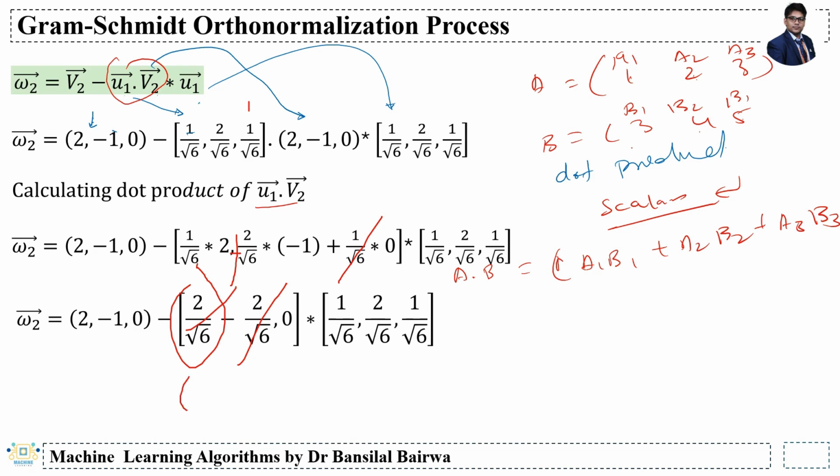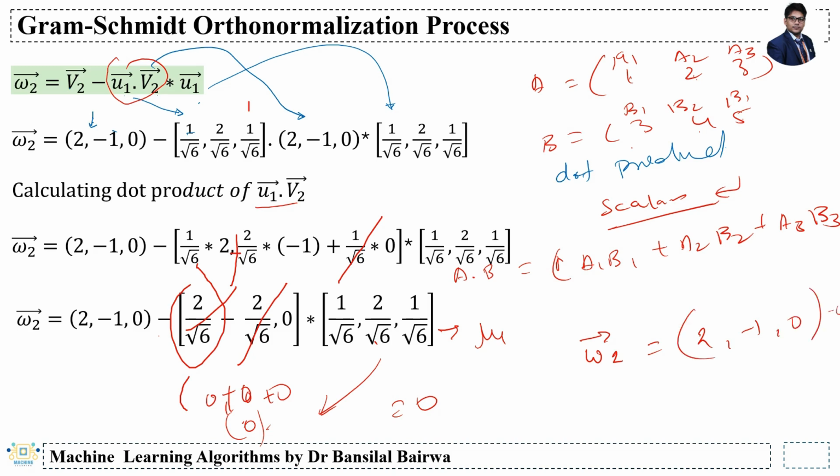So after multiplying we will get 0, because 0 plus 0 is 0, right? This will be automatically 0. If we multiply this 0 with this vector, that is our u1, it will be 0 only. So what omega 2 vector did we get? 2 minus 1 0, because minus 0 means nothing. So we got the omega 2 vector 2 minus 1 0, right?